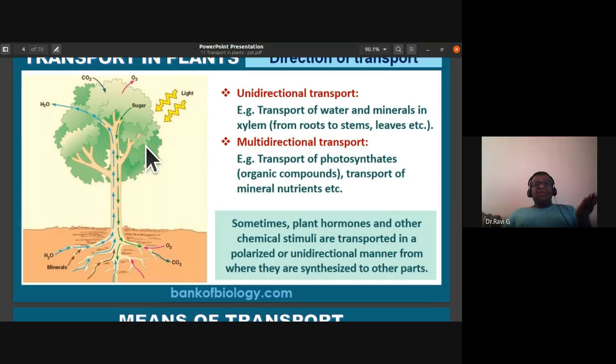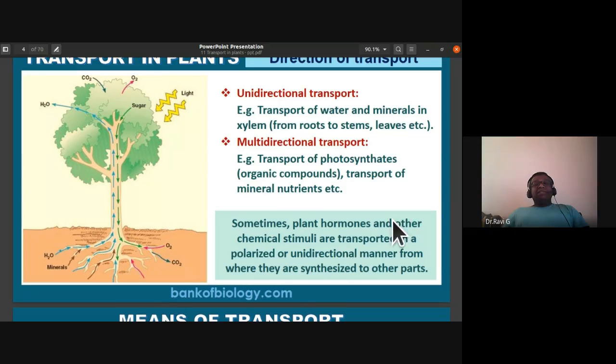Leaves are the kitchen of the plant. So they undergo photosynthesis, and the food that is synthesized, that is the transport of photosynthates, or organic compounds, then transport of mineral nutrients, takes place through the phloem, and it is multi-directional transport. With the gravitational force, against the gravitational force, they'll be supplying the food to the sink region.